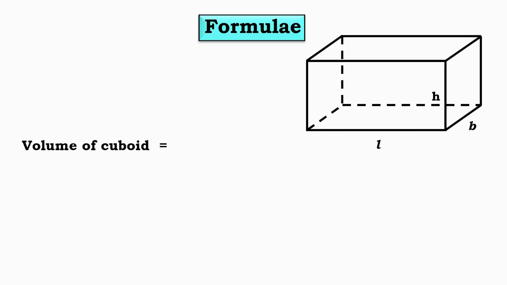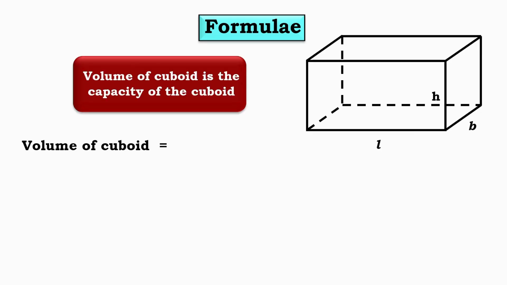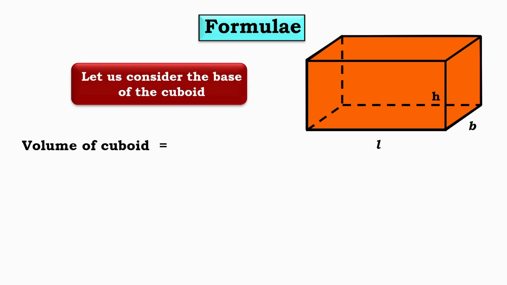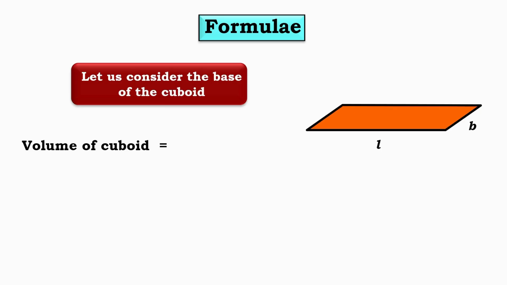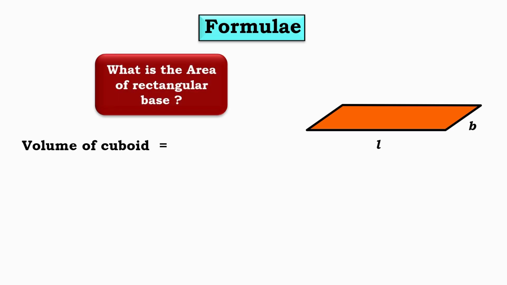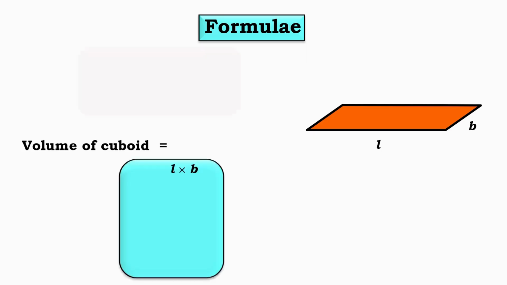Now coming to the volume of the cuboid. What do you mean by volume? Volume of the cuboid is the capacity of the cuboid, meaning how much it can contain. Okay, if you fill it up with water or any liquid, how much it can hold. That is the volume. So let us consider the base of the cuboid. You can see that the base is basically a rectangle where we have the length and breadth, right? Now, what is the area of the rectangular base? The area of the rectangular base will be L into B, correct?